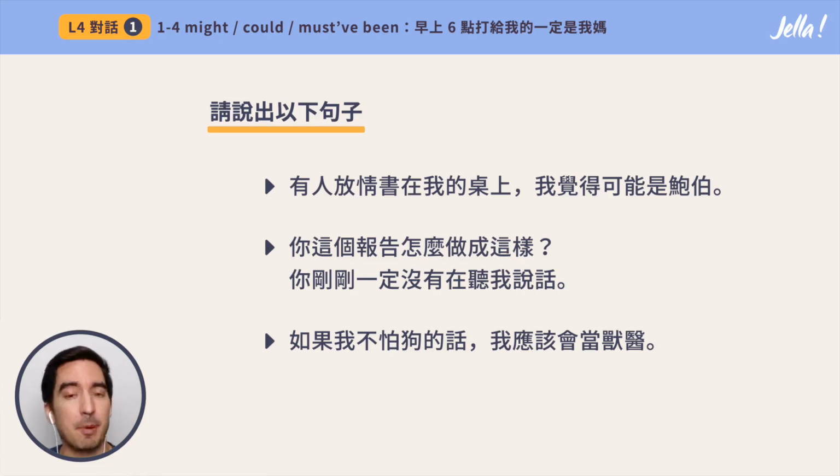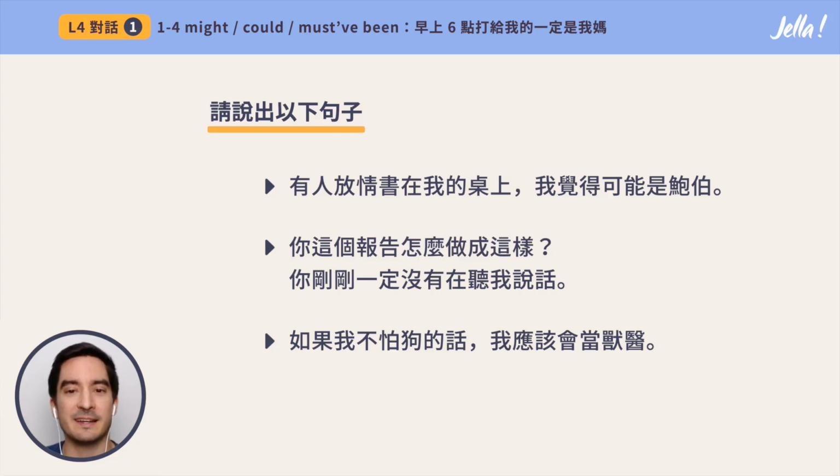It means the person who put the letter. It could have been Bob. It, the person who put the letter, could have been Bob. Does that make sense? So we're talking about that person. It could have been Bob.